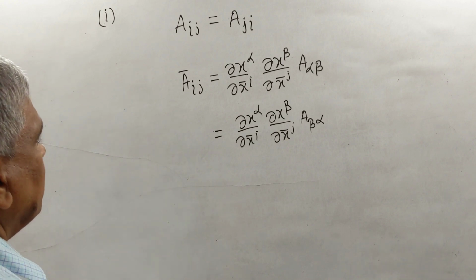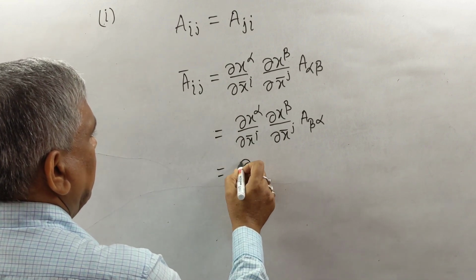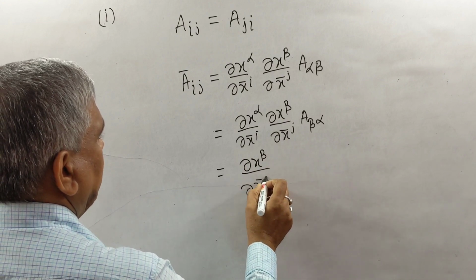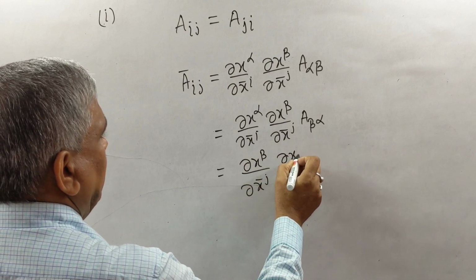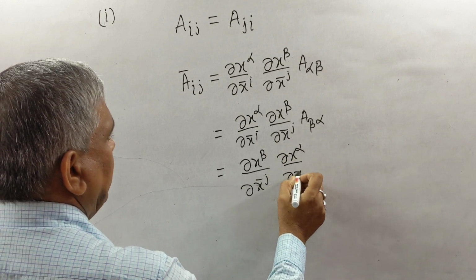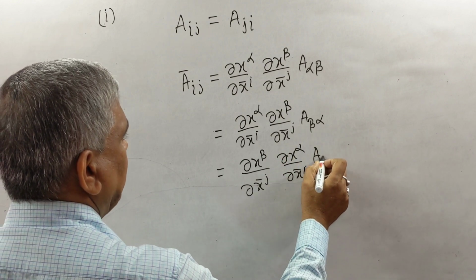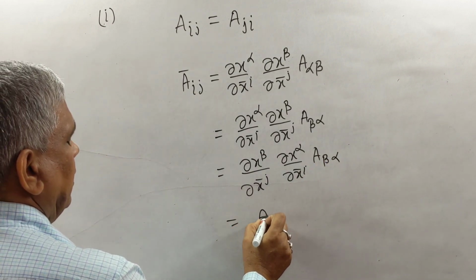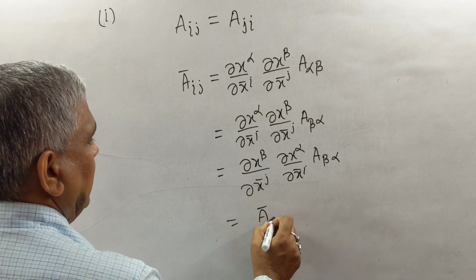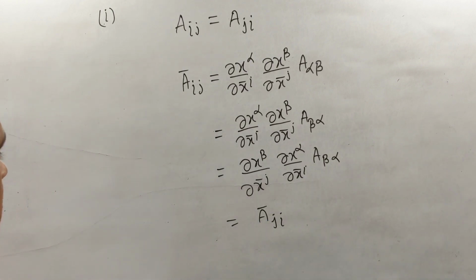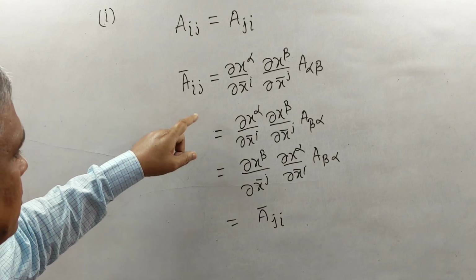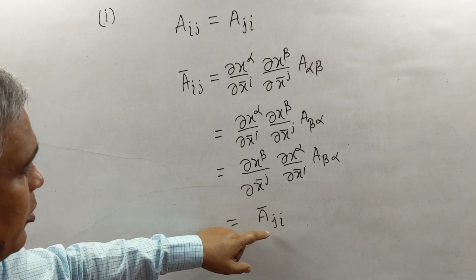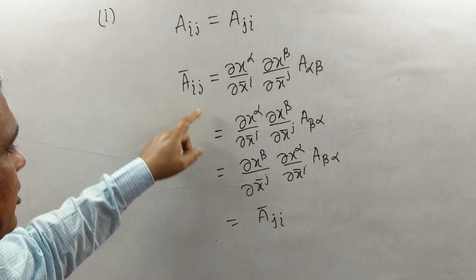By rearranging, we may get del x beta by del x bar j, del x alpha by del x bar i, A beta alpha. So this will be A bar ji. Therefore the tensor is symmetric in X bar system of coordinates. A bar ij equal to A bar ji.